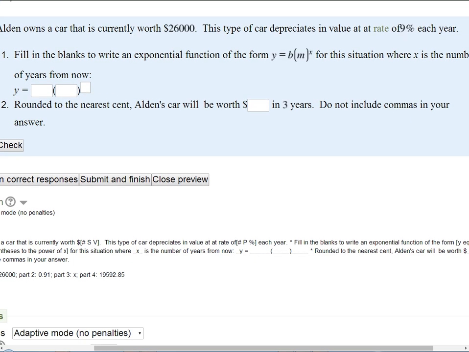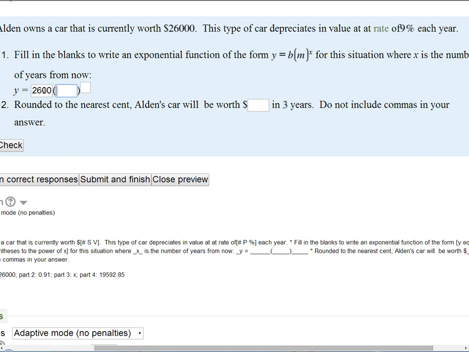So Alden owns a car that is currently worth $26,000. This type of car depreciates at a rate of 9% each year, okay? Fill in the blanks to write an exponential function that represents this, where x is the number of years from now. All right, so what goes here? 26,000 times. Yeah, that's the y-intercept. Remember what that really means is the initial value. So 26,000. What's going to go there?